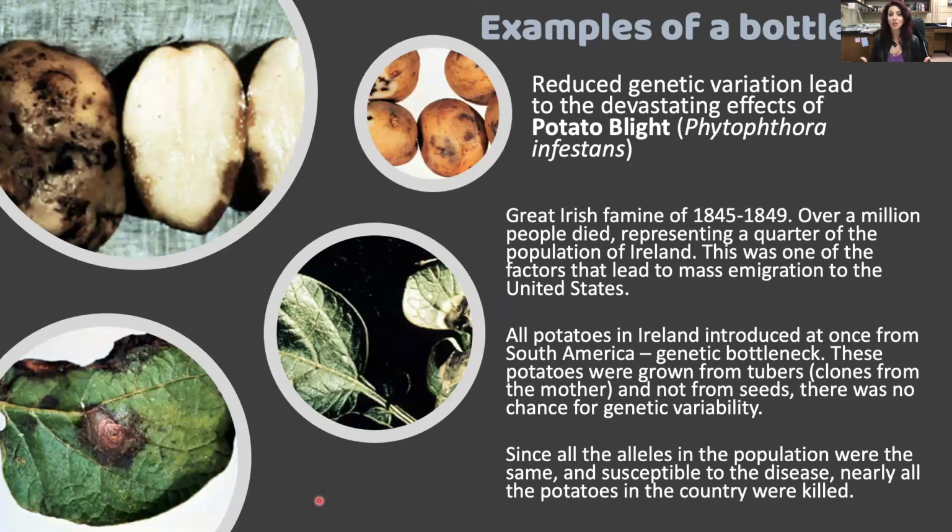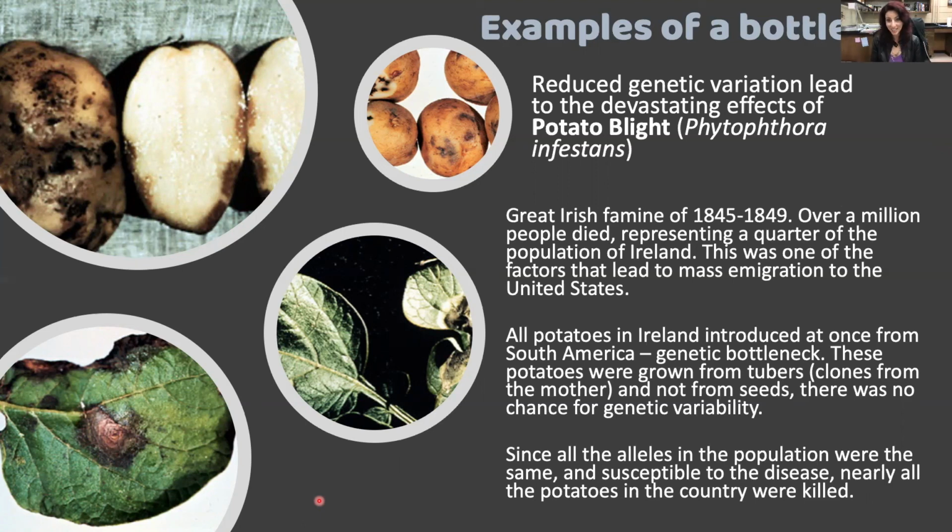We also have historical examples of bottlenecks, particularly with the potato blight that devastated the Irish community in 1845 to 1849. This is because there was reduced genetic variation in the potatoes that were used in Ireland. And this is actually one of the greatest factors that led to mass immigration from Ireland to the United States during this time. All potatoes in Ireland were introduced at once from one population of potato in South America. Okay, this in itself was a genetic bottleneck.